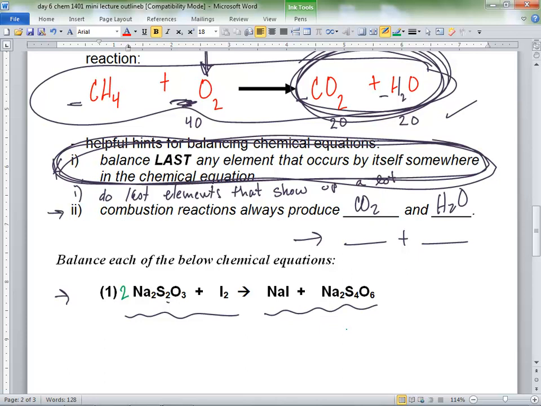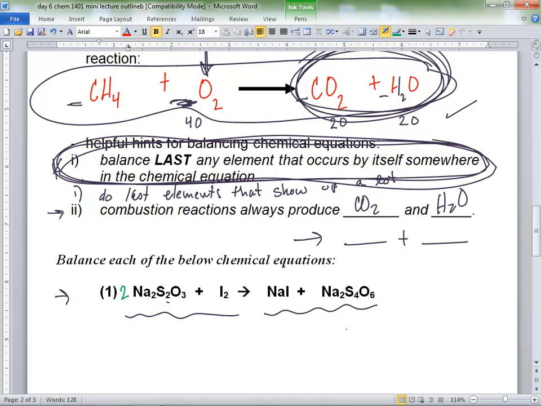Not all we did is sulfur. So Na sounds good. So how many sodiums on the reactant side? Well, I have 4 sodiums. On the product side, everybody, I've got how many sodiums? 3. I've got 3. Good eye. So how are you going to fix this? Add a 2 in front of the NaI.